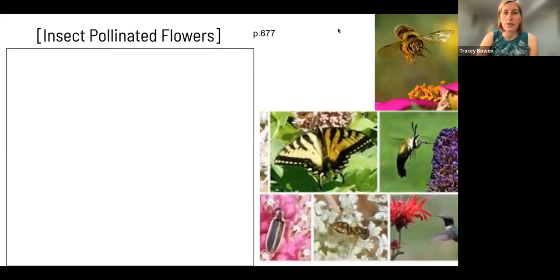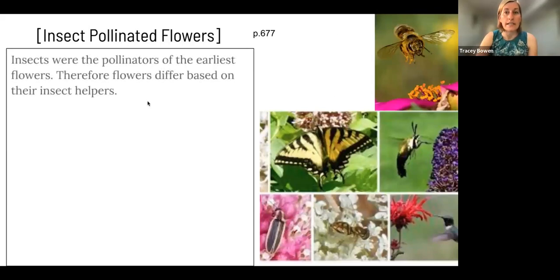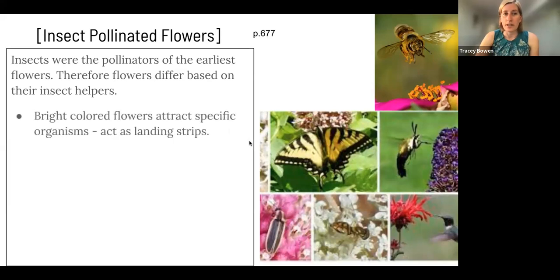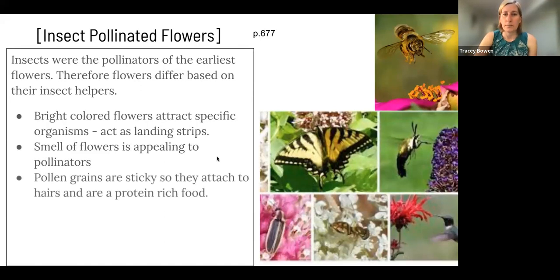Okay, so if we are looking at insect pollinated flowers, many flowers arose with insects at the same time. And as a byproduct, they have a mutualistic relationship, which means they're working together. Insects were the pollinators of the earliest flower, and then flowers differ based on their insect helpers. So bright colored flowers attract specific pollinators, and they might have different color combos on them that can only be seen by insects as kind of landing strips.